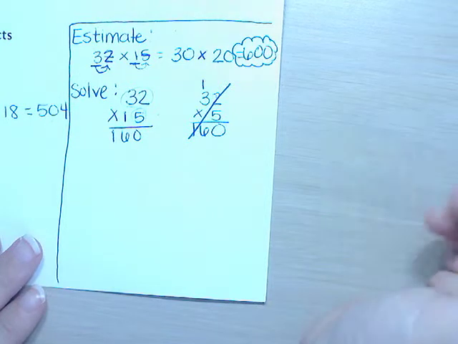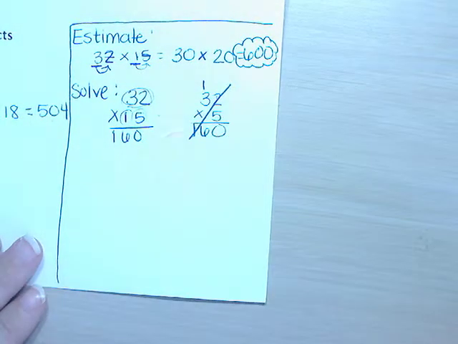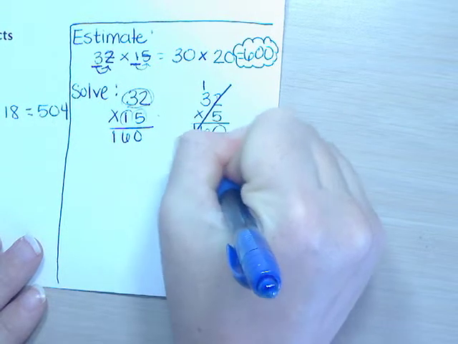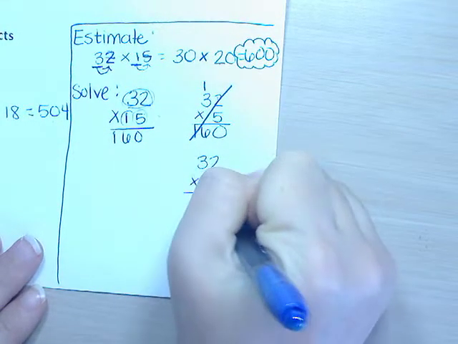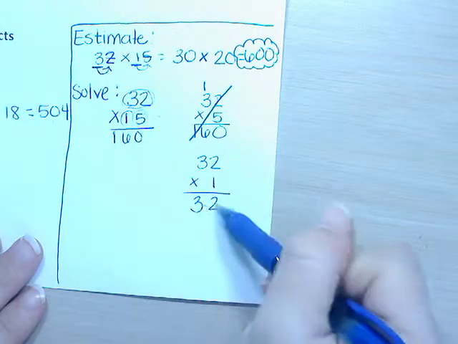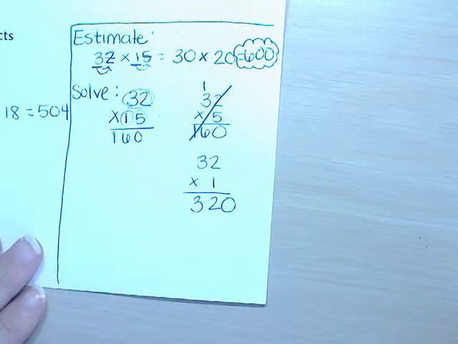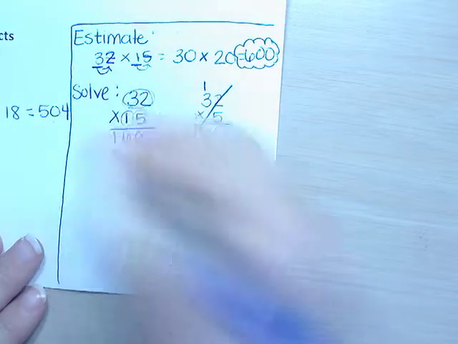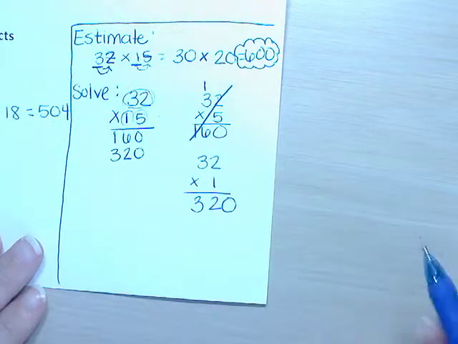The next step is to multiply the 10s. So you're going to take your 10s on the bottom and multiply it by the top number. So 32 times 1. 1 times 2 is 2. 1 times 3 is 3. Now remember, this is the tens place, so I have 32 tens. That means I need to add 1 0. So I would write 320, which is the same as saying 32 tens.